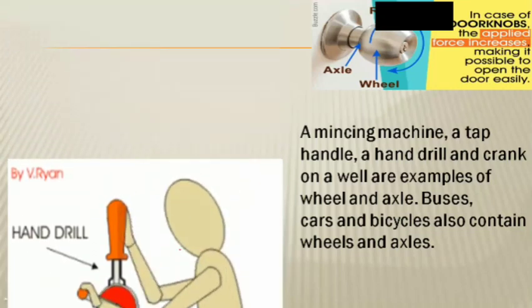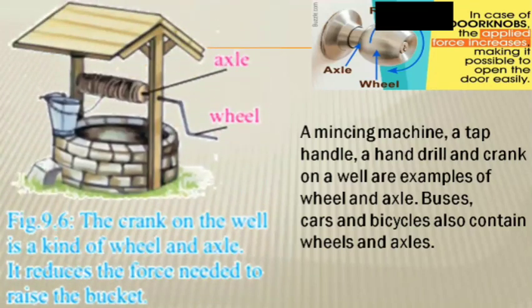A crank on a well is a very common example of wheel and axle. It reduces the force needed to raise the bucket. If we just throw the bucket inside and pull with our hand through the ropes, it will be difficult as compared to using this type of wheel and axle.